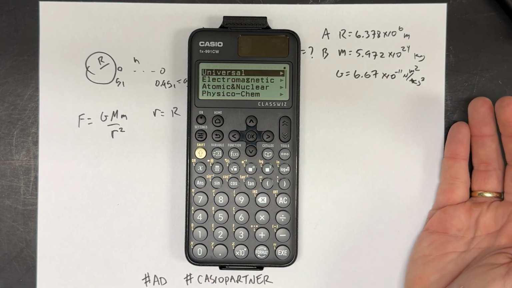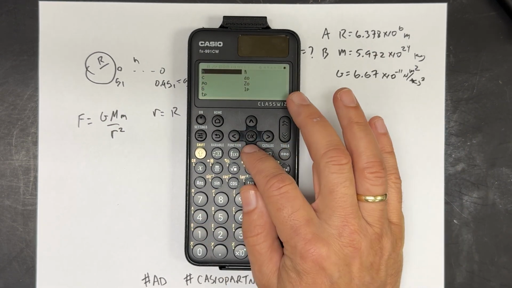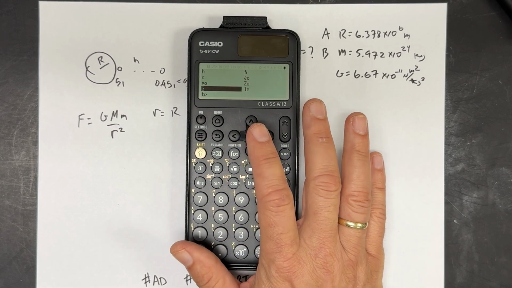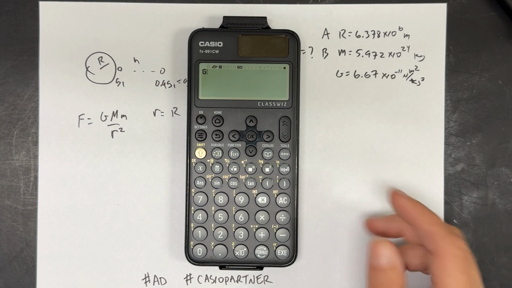And this is the universal gravitational field constant, so it's under universal. And then we have Planck's constant, speed of light, and so on. G, that's what I want, G. And I put G right there. So we don't even need to see the number, right?